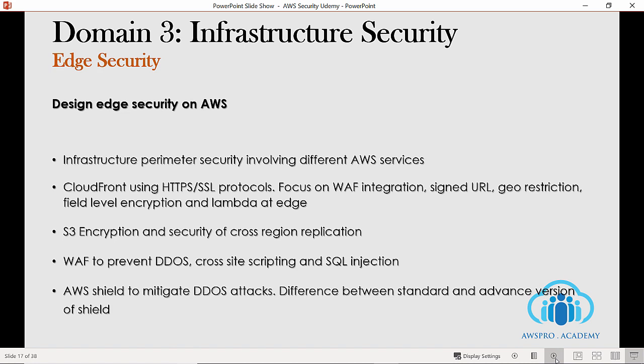You should have a deep understanding of WAF, how to configure rules in WAF, and how it integrates with other AWS services. In addition, you can use AWS Shield to mitigate DDoS attacks. There is a standard and advanced version of Shield. You should know the difference between them.